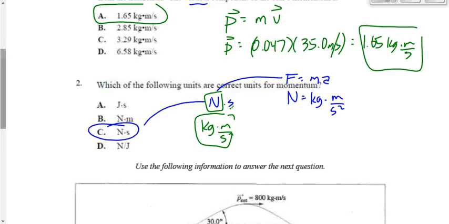Now let's cancel out one of the seconds, one on the top, one on the bottom. What are we left with? Kilograms meters per second. Isn't that the units for momentum? Well, if that's the units for momentum, then Newton seconds has to be units for momentum as well. So you could have remembered that from Friday's lesson, or you could have figured it out. Either way.